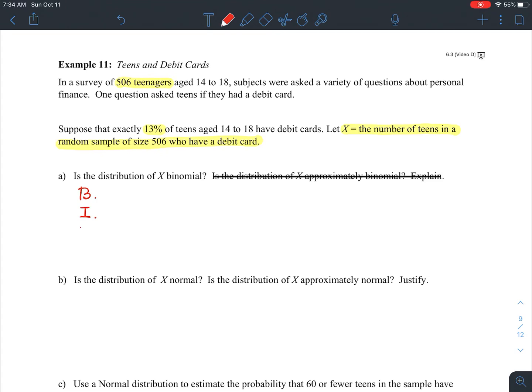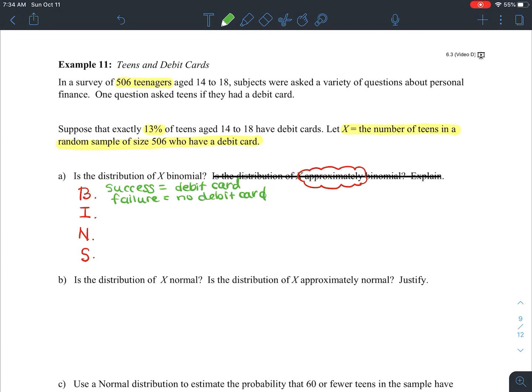Okay, so first it asks, is the distribution of X binomial? Okay. And then there's this question that got crossed off. I shouldn't have crossed it off. And then it asks, well, is it approximately binomial? Okay. So let's go ahead and look at this here. We're going to say that a success is if you have a debit card, and a failure is no debit card.